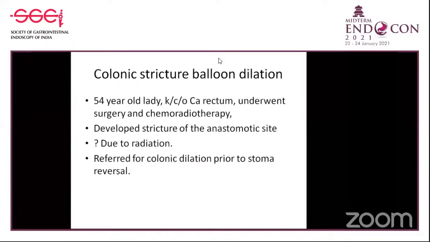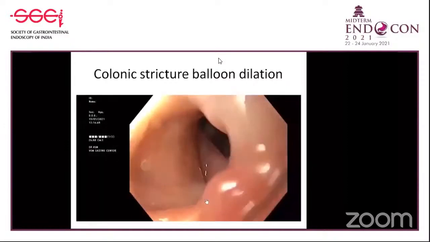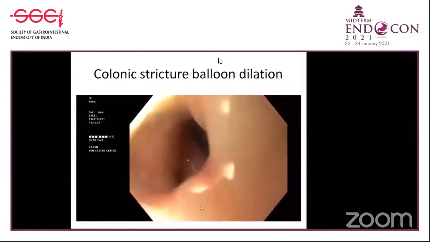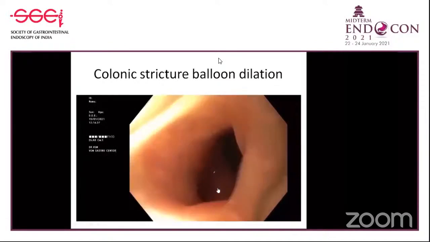So this is a patient who's a 54-year-old with a known case of colorectal cancer who underwent surgery and chemoradiotherapy, rectosigmoid growth. And she developed a stricture at the anastomotic site. We didn't know if it's due to radiation or was it an anastomotic stricture. So she had a colostomy still in place. So we went in for a dilation before stoma reversal. So here, this is actually the second sitting. The first sitting, we couldn't even identify this.